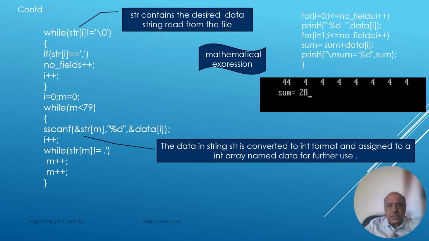So what we have done here is use the mathematical expression sum is equal to sum plus data[i] to ensure that all the data has been correctly converted to formatted data. All the text in the file is converted into equivalent data in the form of int constants. So this is how the program works.